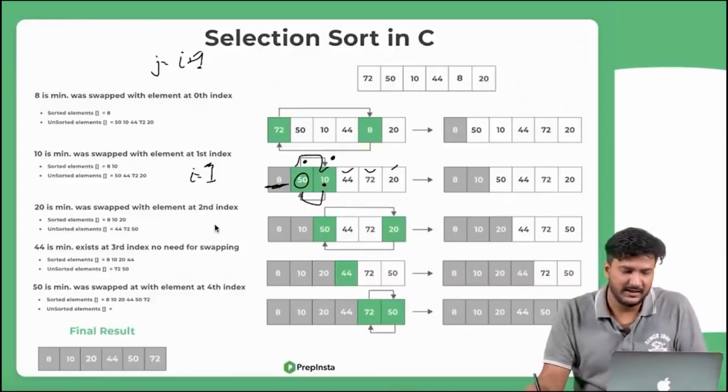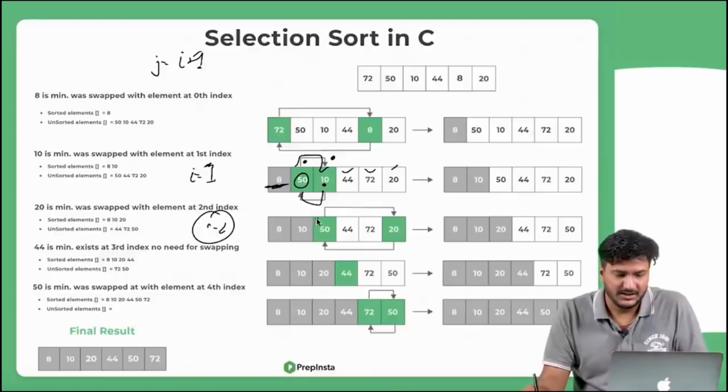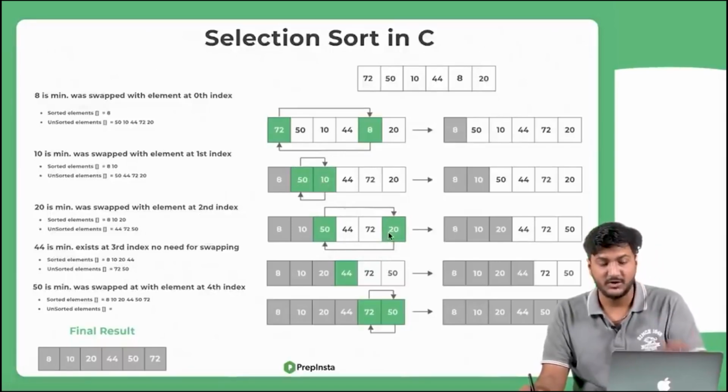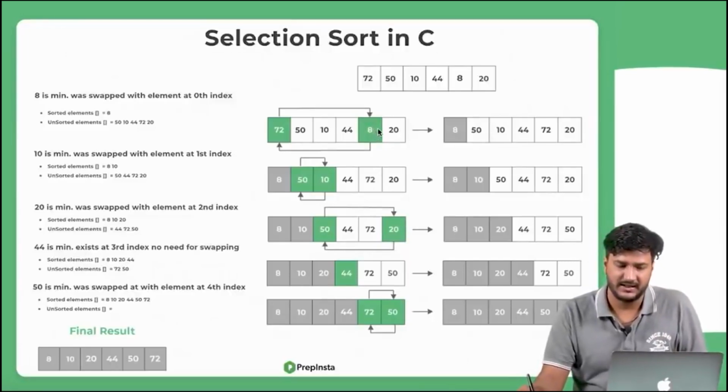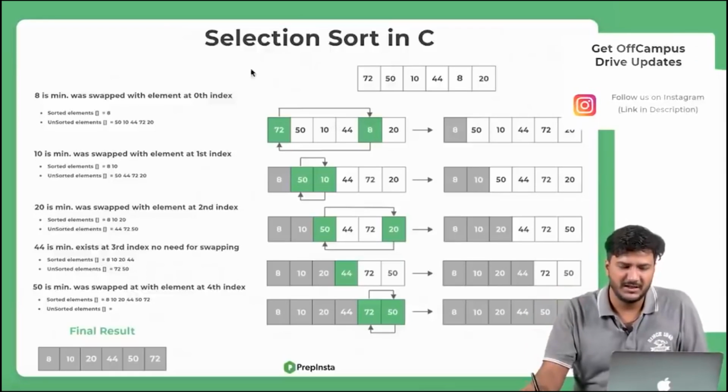Again, if I move forward, my i value would be 2, so this would be it, and my j value would start from here, here, and here. So I will compare, okay, 20 is then again swapping. One more thing you notice is that we are swapping things here. I don't want to go into much detail on it.